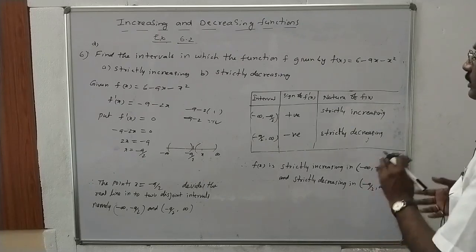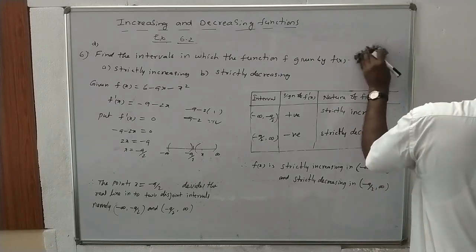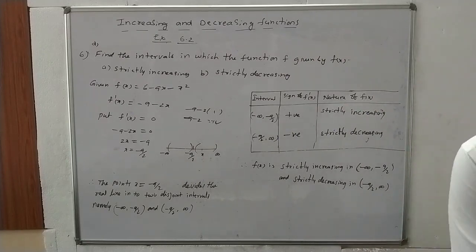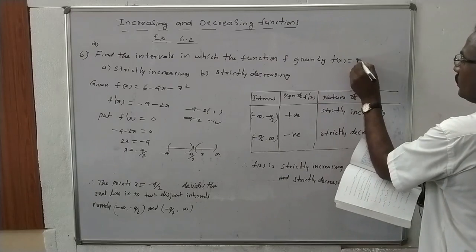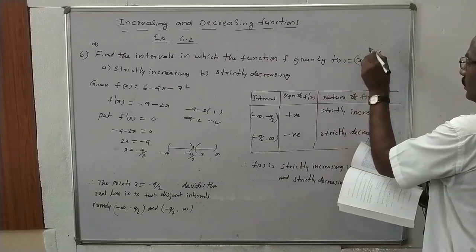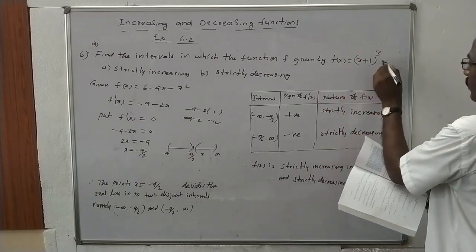So the sixth, D bit, done. Now E: f of x is equal to x plus 1 whole cube and x minus 3 whole cube.